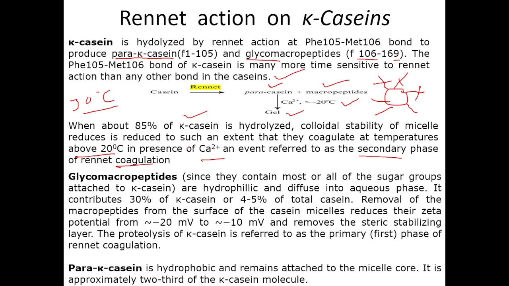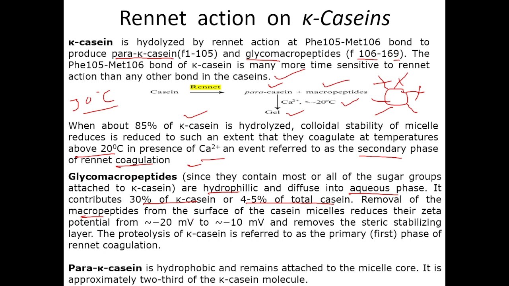Now GMP, as I already told you, contains most of the sugar, and the glycomacropeptides are hydrophilic and diffuse in the aqueous phase, so they go into the whey, whereas para kappa casein stays with the casein micelles. It constitutes 30% of the kappa casein or 40% of the total casein. Now removal of the macropeptide from the surface of the casein micelles reduces their zeta potential.